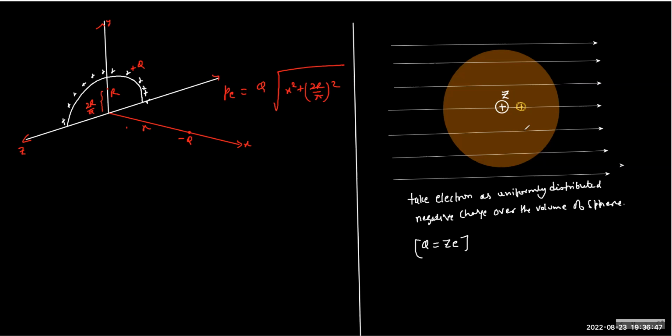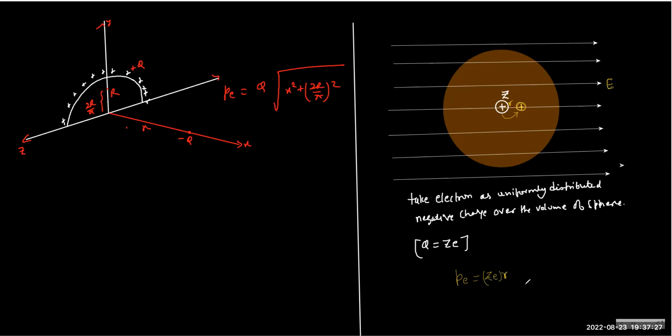So it's a very simplistic model. Let's say the nucleus shifts somewhere here, by a distance r. Now you can clearly see the center plus and center minus are not coinciding. So what is the dipole moment? If r is the shift, then the dipole moment is Z e into r.